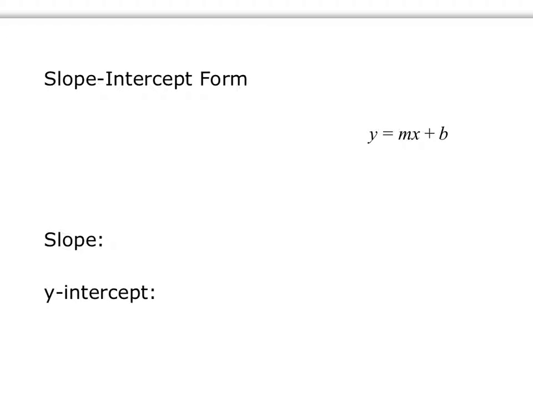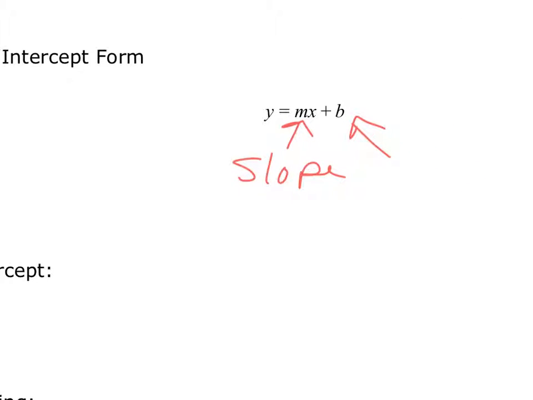So we're talking about slope-intercept form of a line. So the equation is y equals mx plus b. What does that m stand for? Slope. What about the b? The b is our y-intercept.